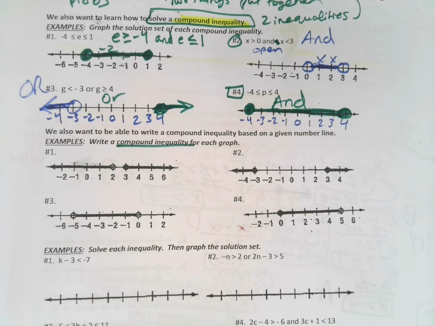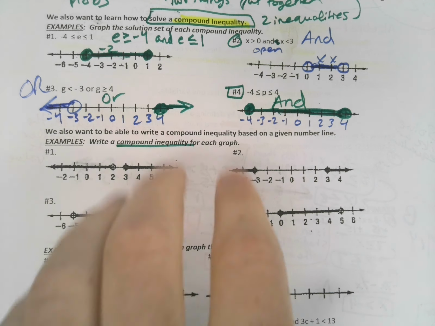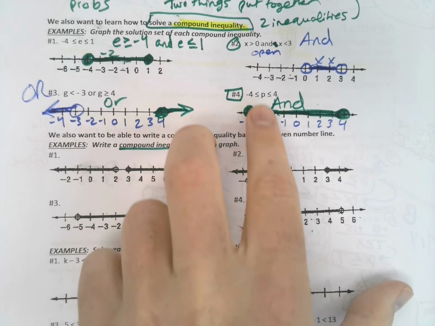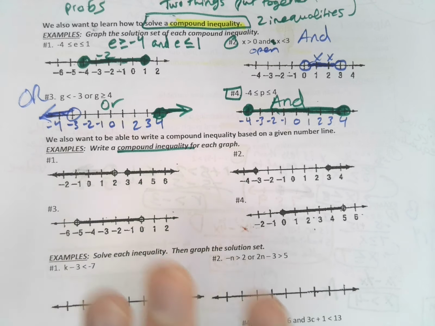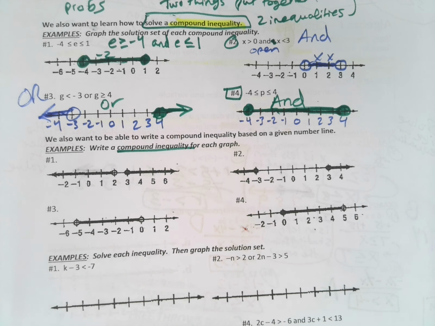And honestly, guys, if you can do the graphs, you can reverse this very easily. It's not hard at all to say, okay, if I'm given the inequality, I can do the graph. Now, what happens if I'm given the graph? Oh, I can do the inequality. And in fact, just by looking at the graph, you know if you have an AND or an OR problem.